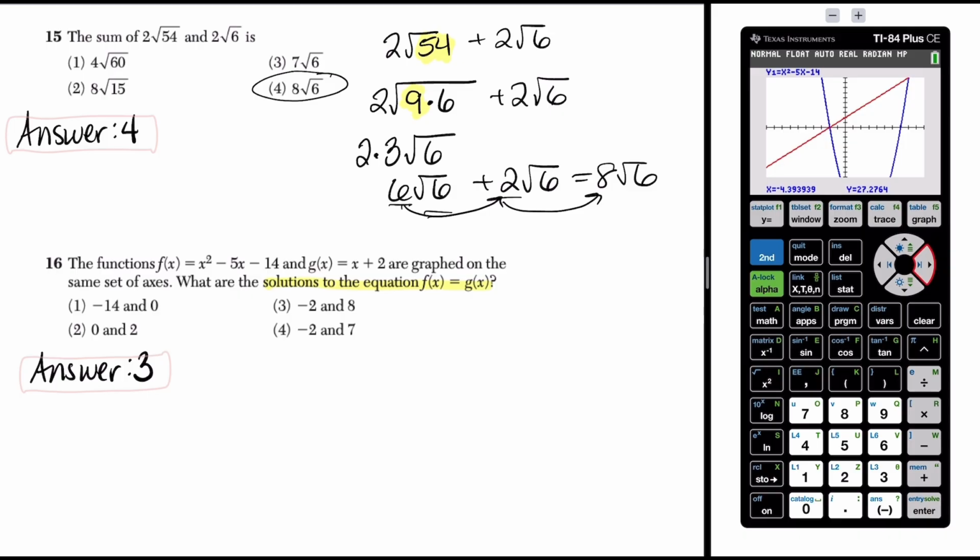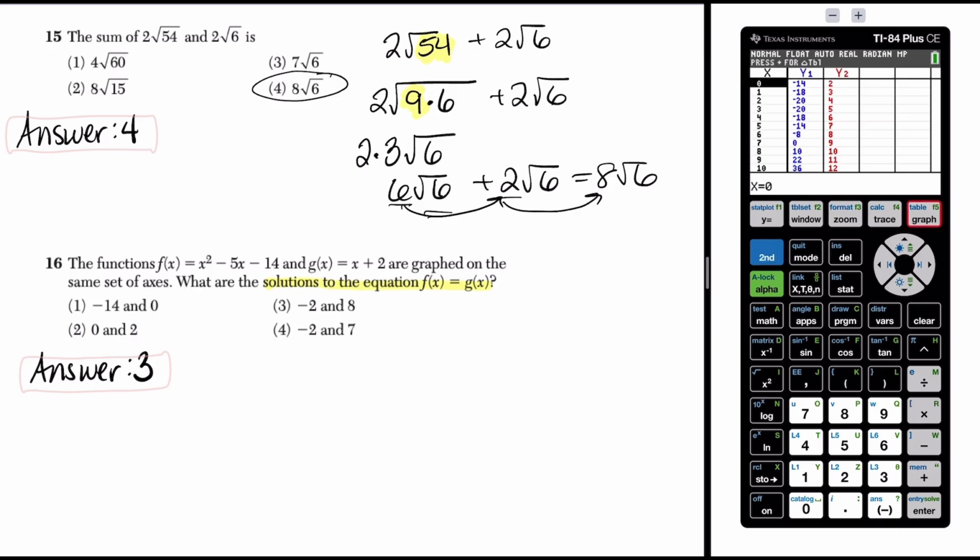Actually, I want to look at it on a table instead. So I'm going to hit second and table, and you can look to see where they both have the same value. So where, when x is the same number, I get the same y's. And you'll see it happening here at 8, where when x is 8, y1 and y2 are 10.